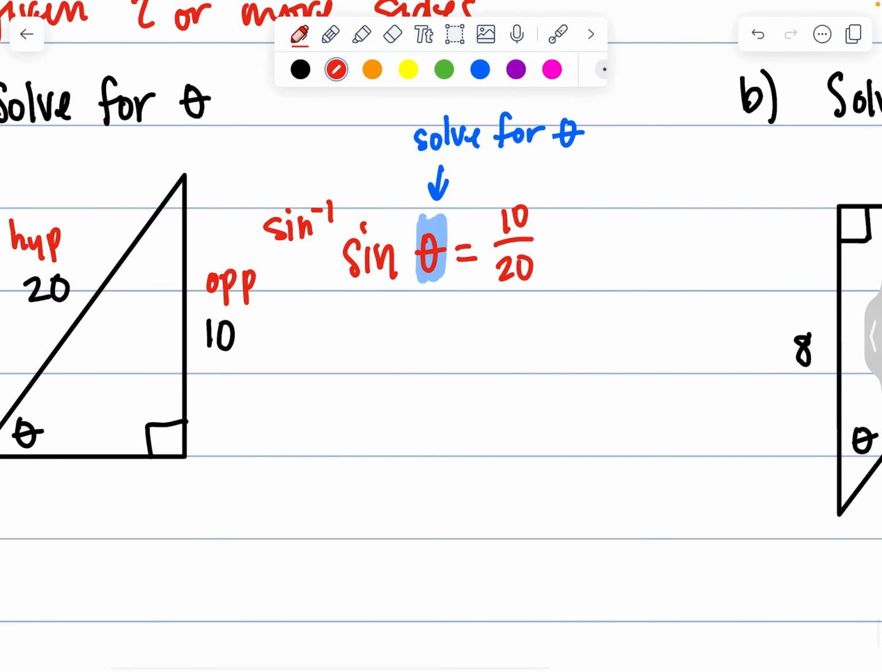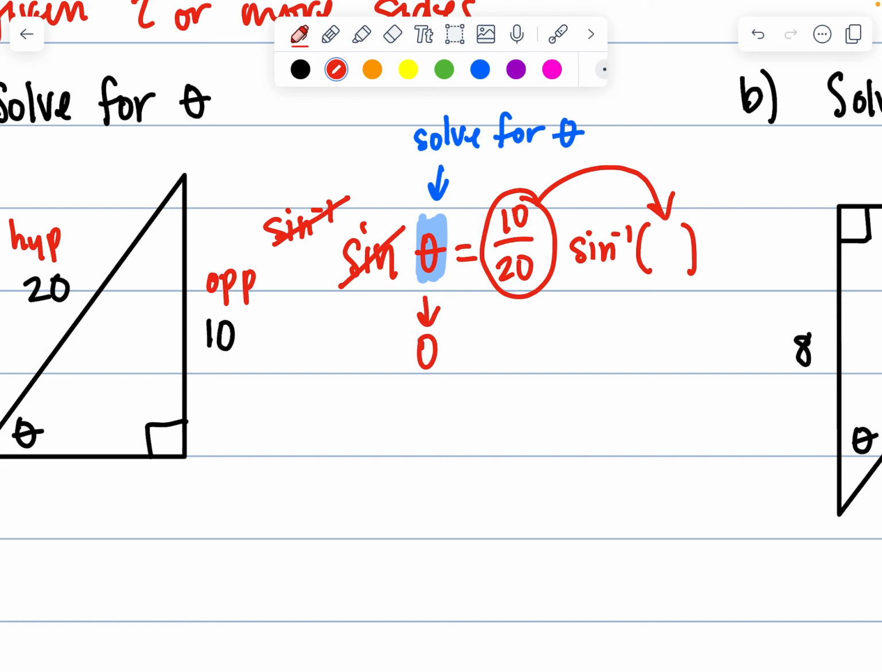So anything you do to one side, you have to do to the other. You're going to want to open up a parenthesis. This 10 over 20 is going inside that parenthesis. And then the sine and inverse sine on the left cancel out. And now theta is isolated. Theta is now by itself, which is what we want.